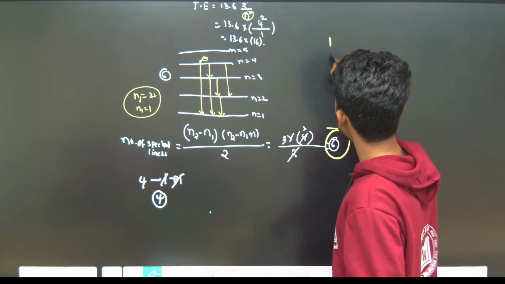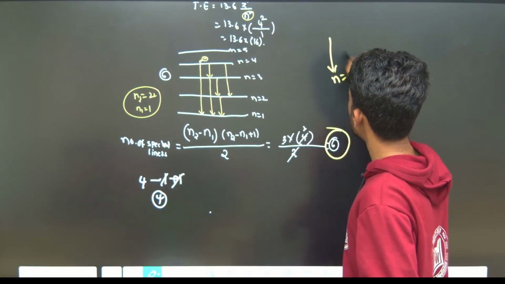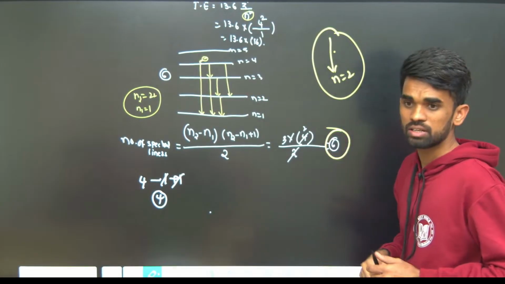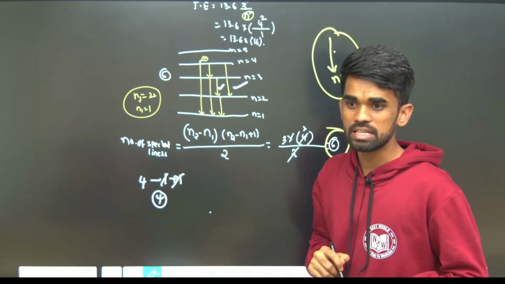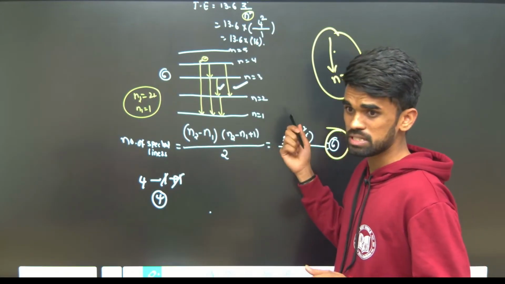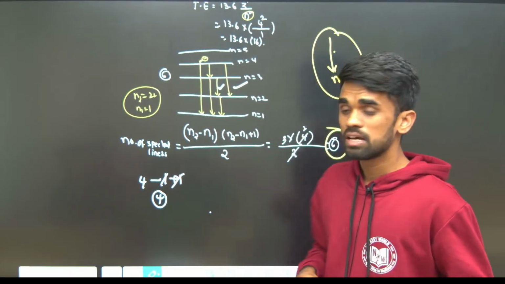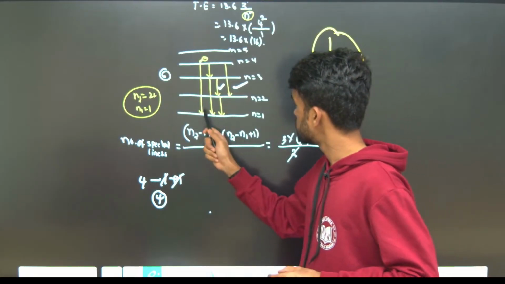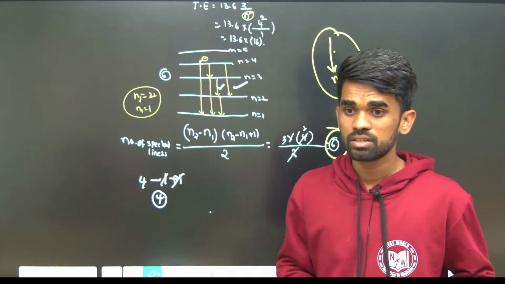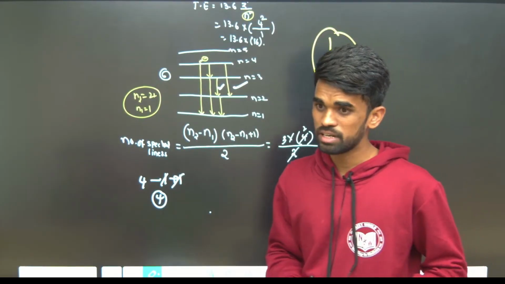Balmer series means any level to the second level. So how many lines are there ending in the second level? 2, this one and this one. How many lines are in the Balmer series? 2. How many lines in the Lyman series? 3. See 1, 2, 3. And Paschen series? 1.